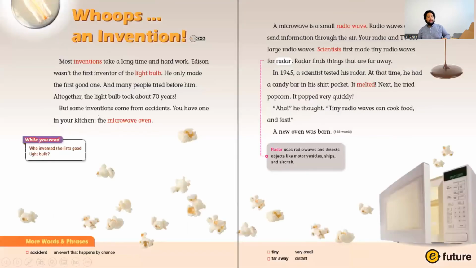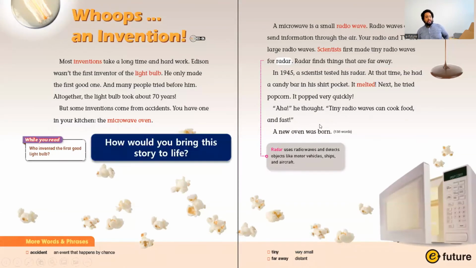So with this story here, this is a higher level story. How would you bring this story to life if you're reading it for the first time? So we're going through our first reading here. You are the teacher, you're reading the story, or you're playing an audio of the story. How would you bring this story to life?